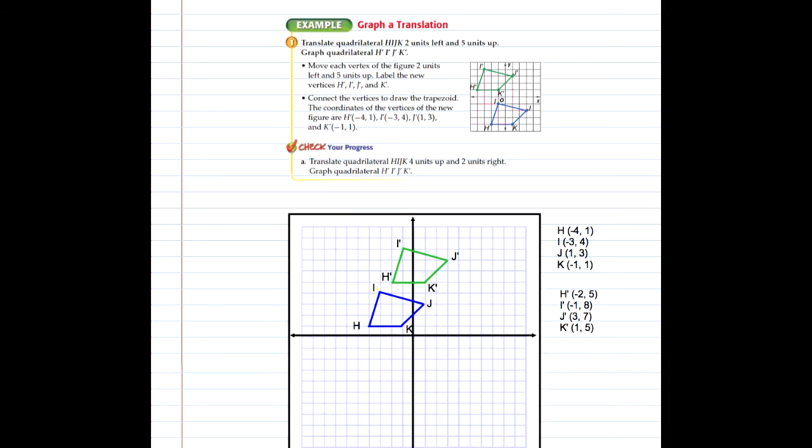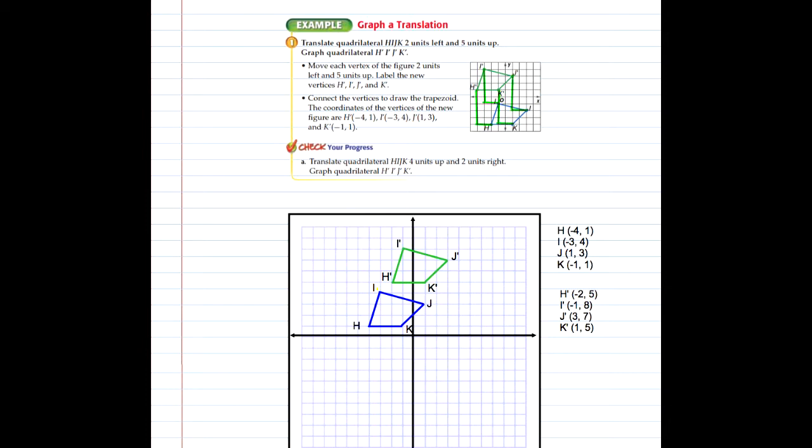Translate quadrilateral HIJK, 2 units left and 5 units up. Graph quadrilateral H', I', J', K'. And again, you can see, if we go from H to H', we're going 2 to the left and up 5. I', 2 to the left, up 5. K to K', 2 to the left, up 5. And J to J', 2 to the left, up 5.